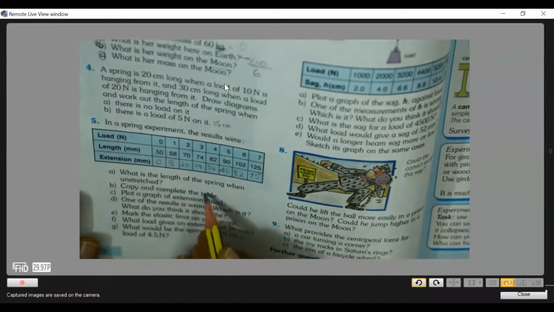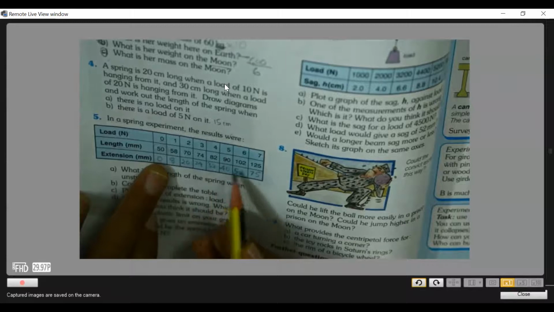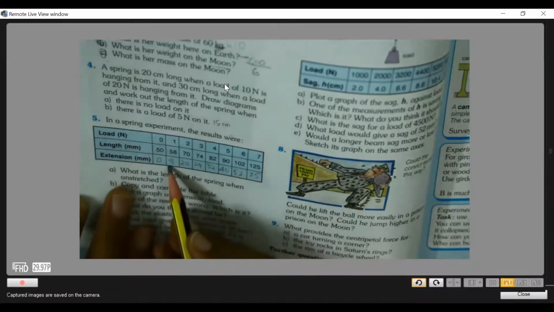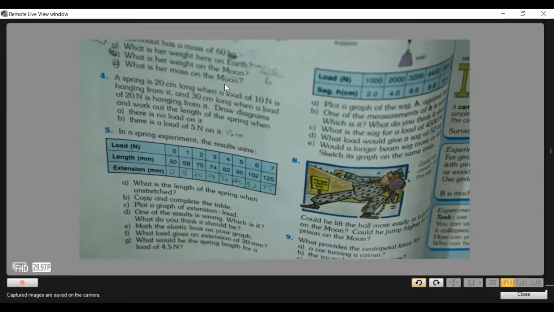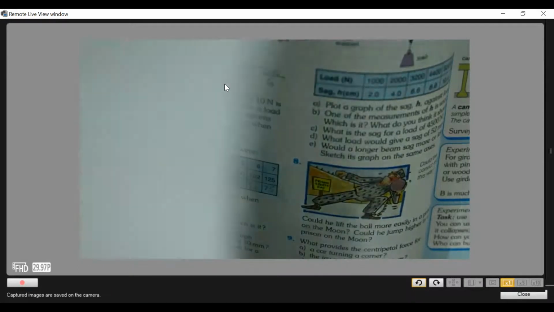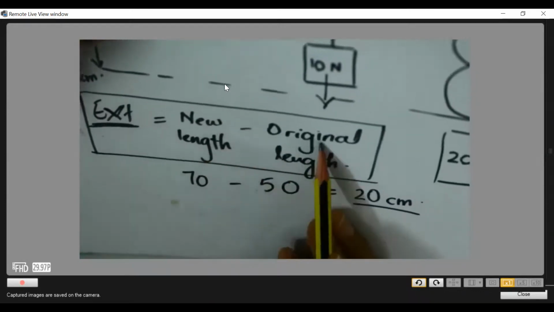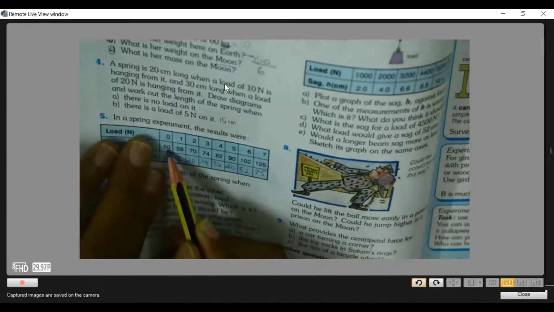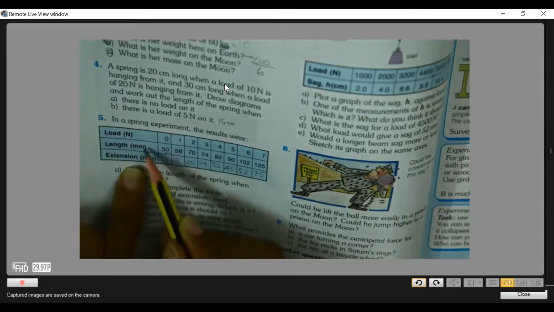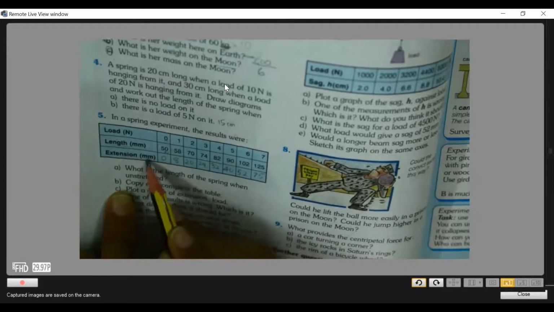Now copy and complete the table. So now they want you to write the extension for each load. And how do you calculate this? You subtract the original length. I told you this formula: extension is new length minus the original length. So what you do is new length minus the original length. The original length in this case is 50 millimeters, and take care of the units. Your units should be in millimeters.